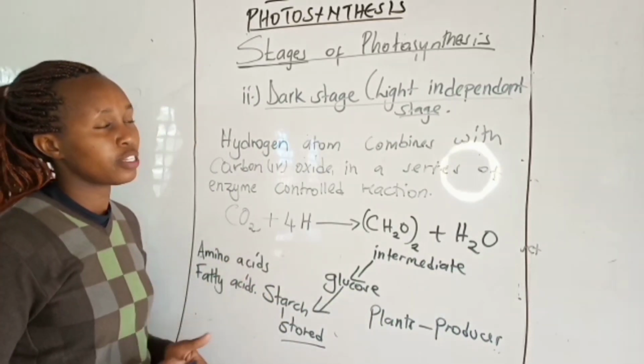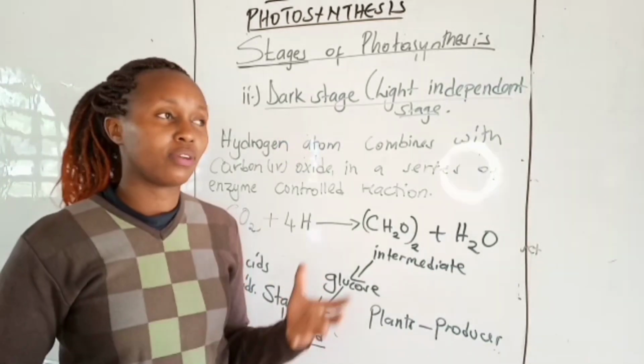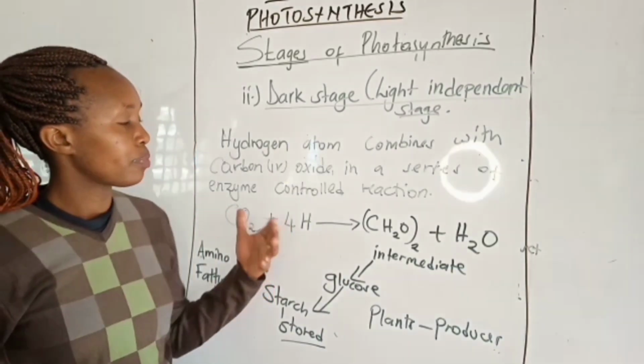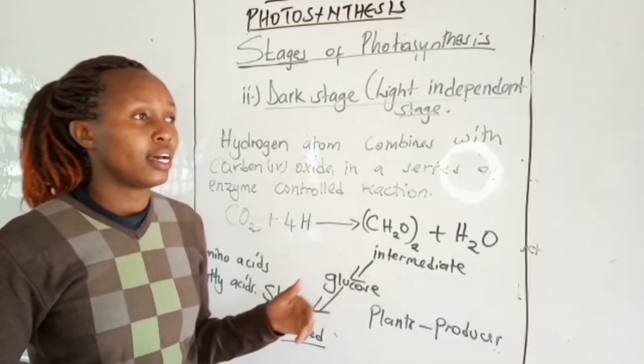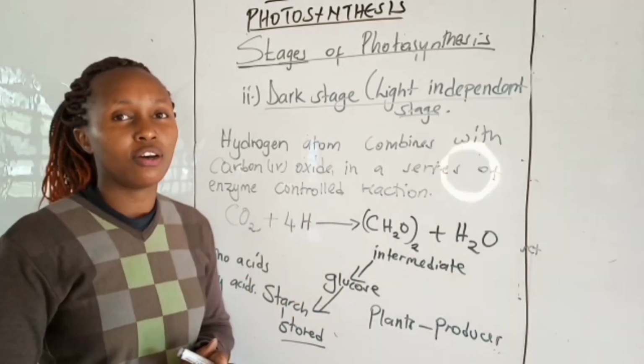So that is the process of photosynthesis, the definition as well as the stages, and we have looked at the raw materials. In another video, we can look at the chloroplasts and the adaptations of the leaf to help the plant to carry out the process of photosynthesis.